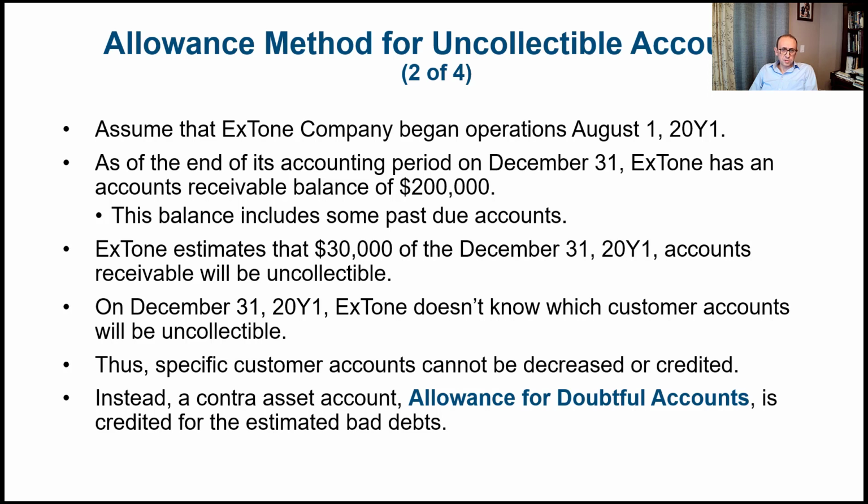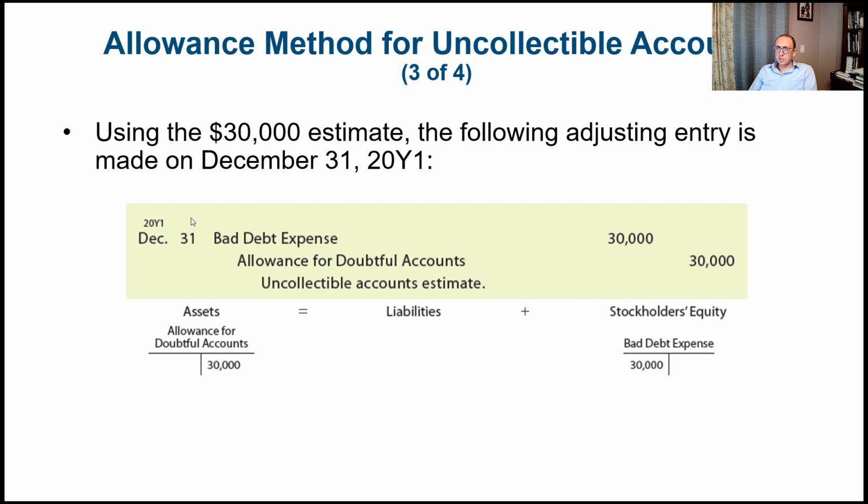Therefore, the specific customer accounts cannot be decreased or credited. We are just going to create an allowance for doubtful accounts, which is a contra asset account. And this is going to be credited for the estimated bad debt. So let's see how the adjusting entry would look. As you can see here, it's on December 31st. We're going to record bad debt expense, even though we didn't experience any bad debts yet, but we record it in anticipation of this.